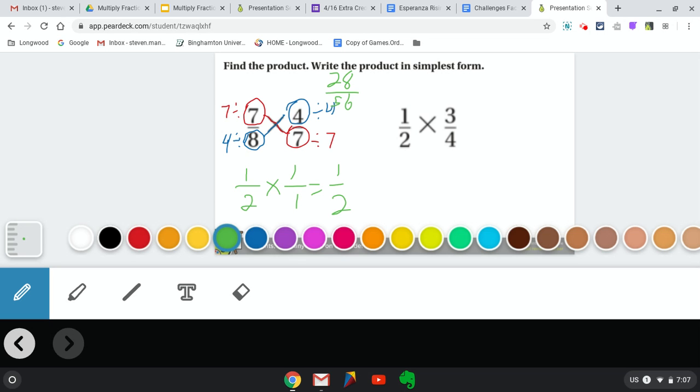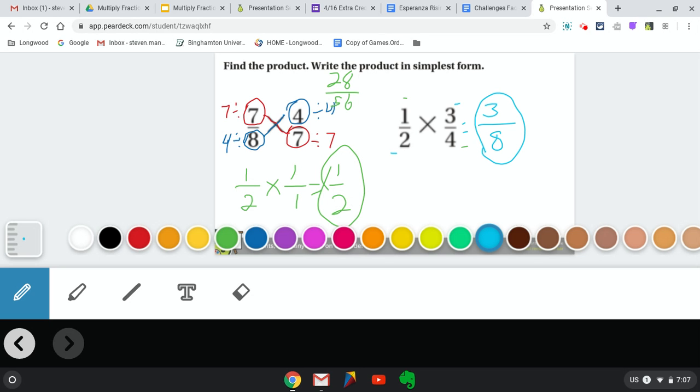And finally, our last question, 1/2 times 3/4. So if I'm looking at this 1 and this 4, I can't do any cross canceling or cross simplifying there. And if I look at the numerator here with the first denominator, I can't do any cross canceling or cross simplifying there. So I'm just going to multiply my numerators and multiply my denominators, and let's just make sure 3/8 is in simplest form.